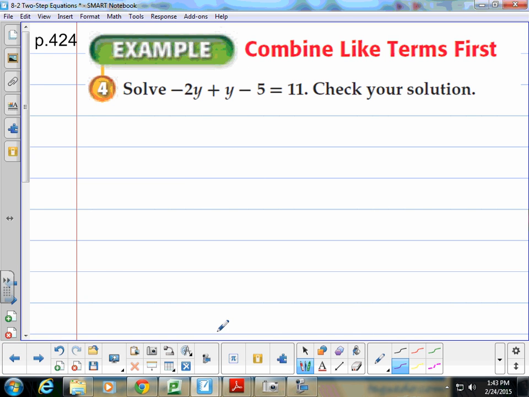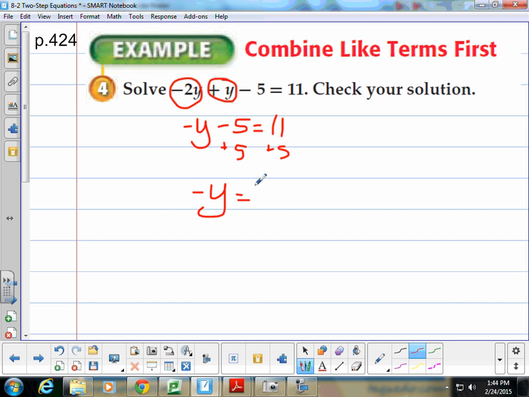Combining like terms first. Sometimes you're going to have to combine like terms before you can solve, because you're looking for one single variable. So when you do that, you just have to combine your like terms. 2n plus 1n, or -2y plus 1y, is just a -1y. And so you simplify by combining like terms before you can solve. Then you go ahead and get your variable alone. So I add 5, and I get negative y is equal to 16.